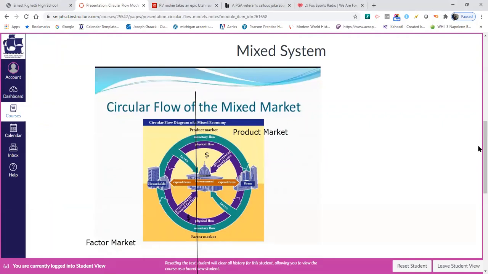Now, in a mixed system, you'll notice we have more exchanges that take place. We have government intervention. The government purchases things. Taxes are collected. Taxes are paid. There's government-owned factors of production. So you're going to have more exchanges. We still have a product market where goods and services are made. We still have a factor market in which people sell their land, labor, capital, business knowledge to firms, but we have some government intervention.